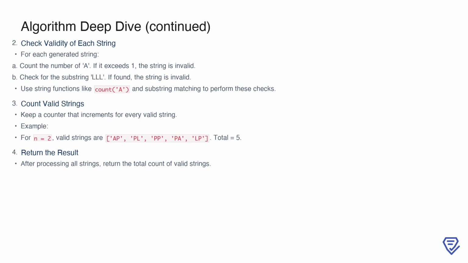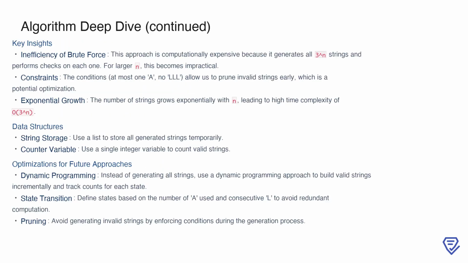After identifying the valid strings, we keep a counter to track how many there are. For instance, with n equals 2, the valid strings are AP, PL, PP, PA, LP, giving us a total of 5 valid records. Finally, we return this count as the result of the brute force approach. While the brute force method is conceptually simple, it is computationally expensive. The inefficiency arises from the exponential growth of combinations, 3^n, which becomes impractical for larger values of n.